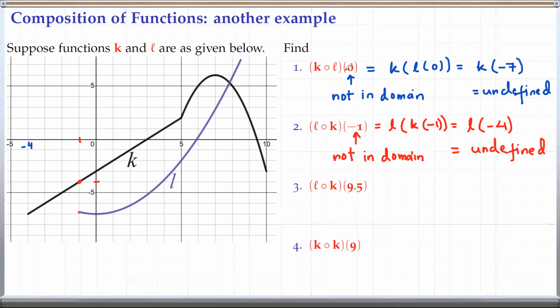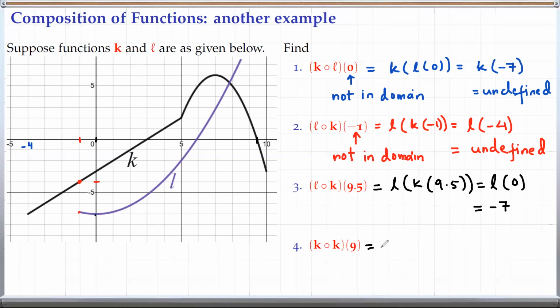Next, let's look at L of k of 9.5. So this we can write as L of k of 9.5, which is L of, so k of 9.5. 9.5 is right here. And looks like the y value on the graph of k is 0. So we are looking at L of 0, which is, now when x is 0, L is -7. So this is -7.